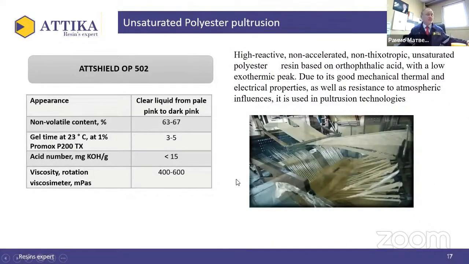The next resin is ATTSHIELD OP 502. It could also be pink. Unfortunately, I don't have samples of OP 502 right now. This is ATTSHIELD OP 145, but it looks the same. It has more or less the same viscosity, a little bit bigger, 500 millipascal. But the gel time is about 2-3 minutes, and after 2-3 minutes we could achieve this profile.